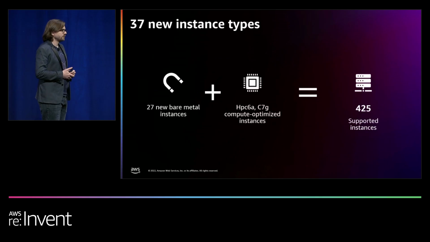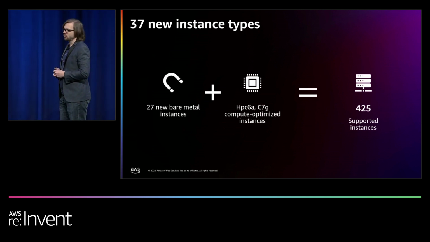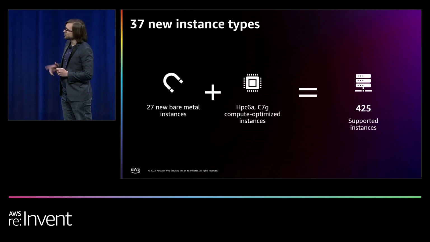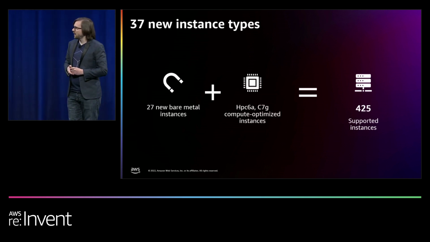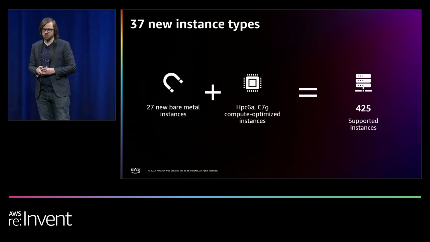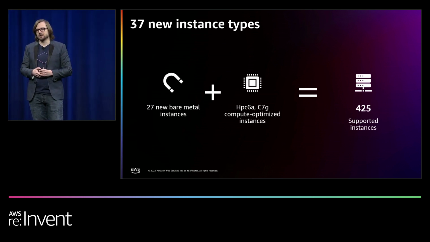So we also launched a few other improvements over the year. We launched support for 37 new instance types earlier this year, 27 new bare metal, as well as the HPC 6A and C7G instance types. So Compute Optimizer now supports 425 different instance types to evaluate for right-sizing. And we're always looking to add additional new instance families as they come available to right-size to.